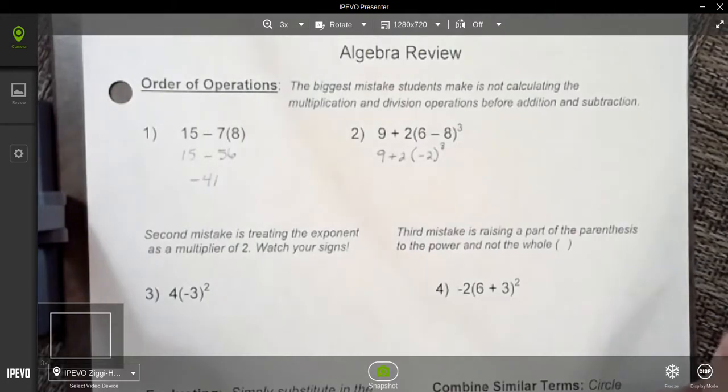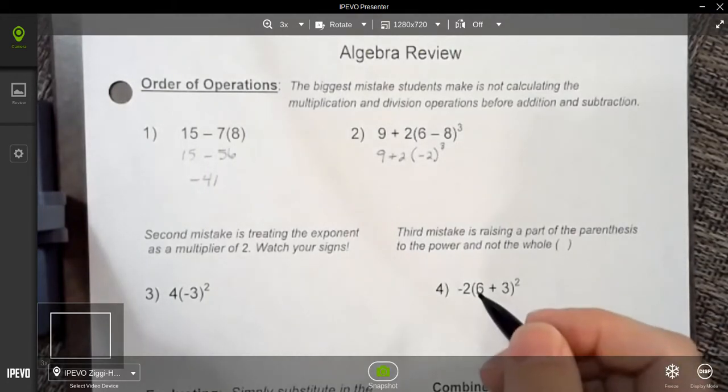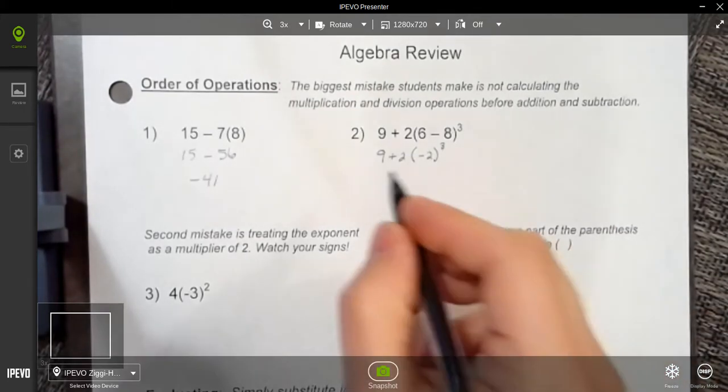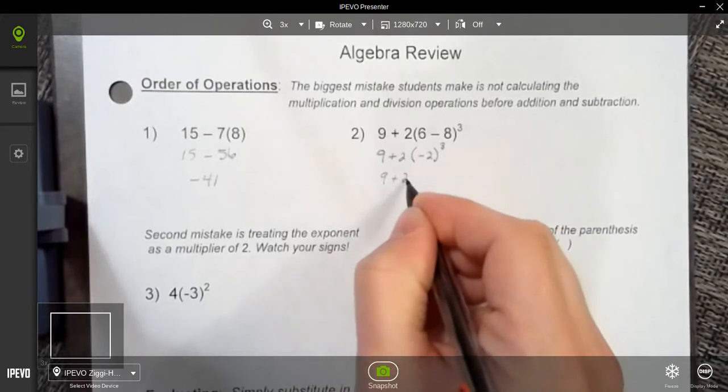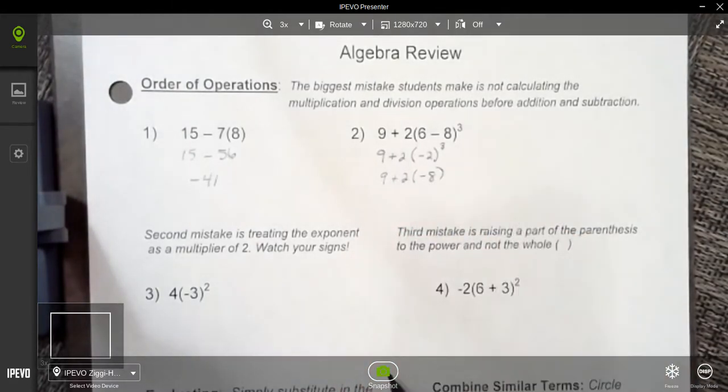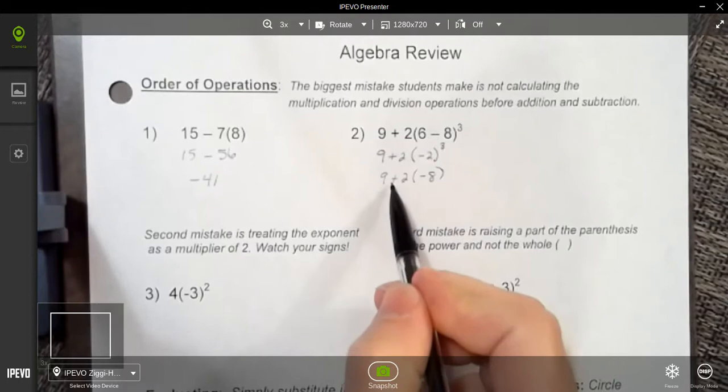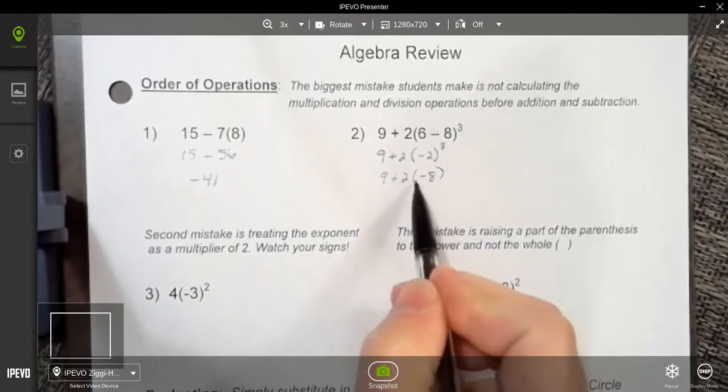All right, negative 2 to the third power, that means negative 2 times negative 2 times negative 2. Well, negative 2 times negative 2 is 4, and 4 times negative 2 is negative 8. And so this is going to turn into 9 plus 2 times negative 8. And now when I go ahead and evaluate, again, I've got addition or multiplication. I'm going to multiply first.